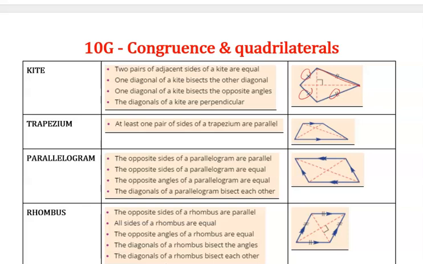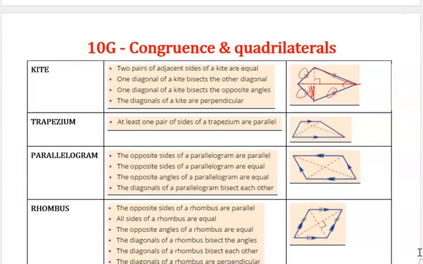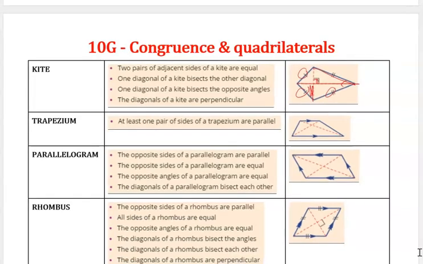One diagonal of a kite bisects the other diagonal. So this one is being bisected. So that means that this half is equal to that half. And this one cuts it in half. So these angles are not equal, but they are being bisected. And we know that the diagonals of a kite are perpendicular, so they're at 90 degrees.